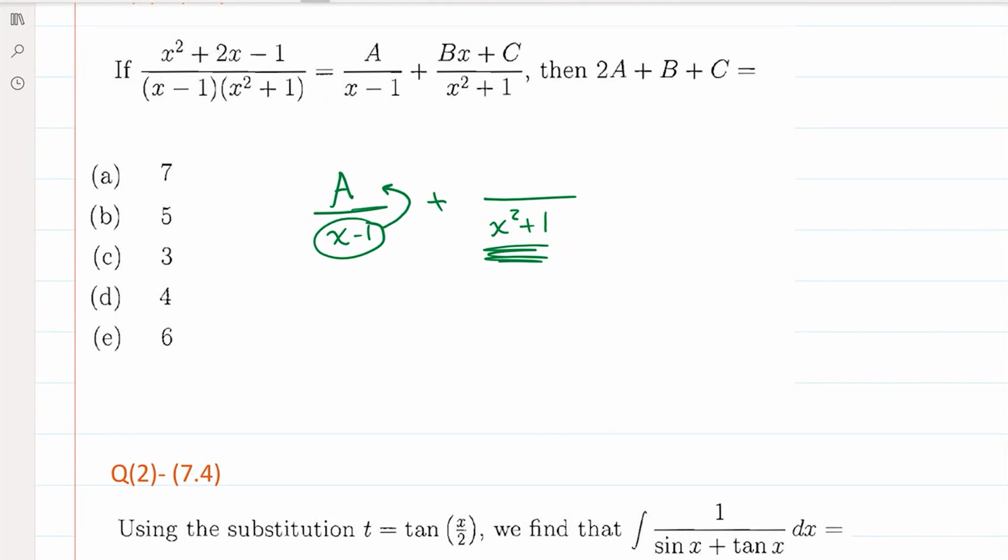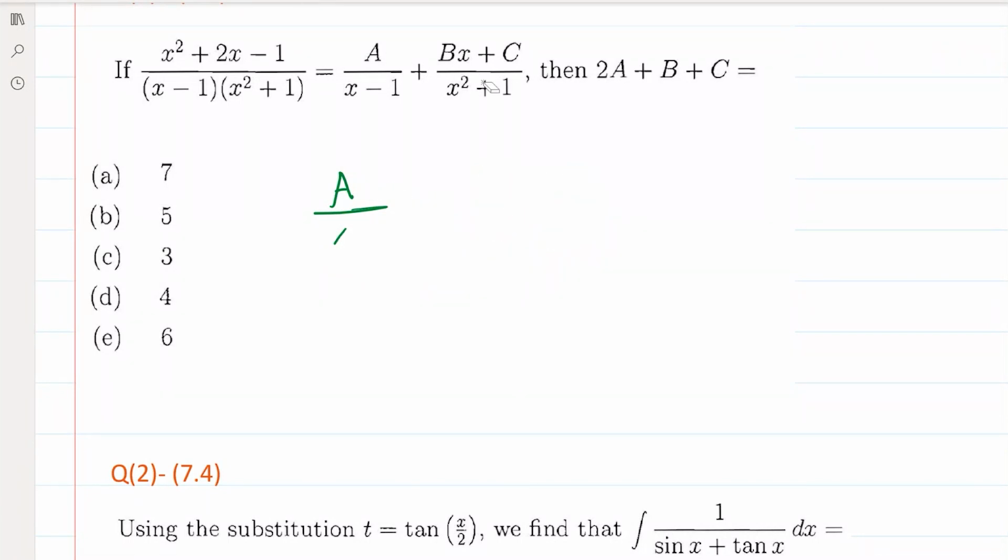So if we couldn't factorize a quadratic like this one over real numbers, then the numerator will be linear, because the denominator is of order 2, so the numerator will be of order 1. So it will be ax plus c or bx plus c. This is the main idea.